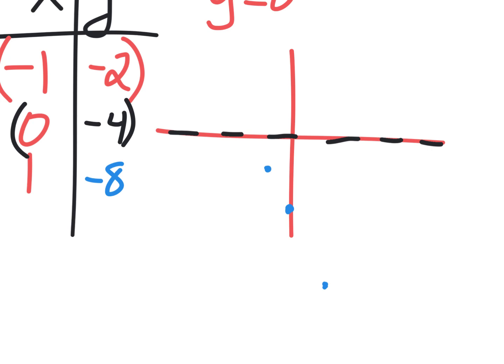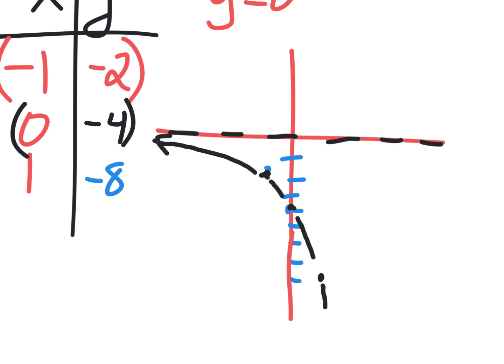Now I have these 3 dots. Actually, it should go a little lower if I'm going to stay consistent on where. So 1 comma -8 would be right about here. And I'm going to draw my line through them.